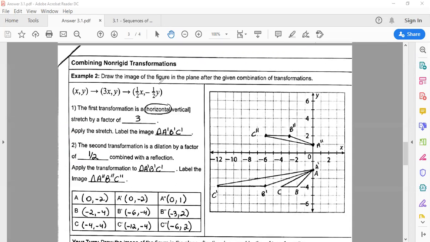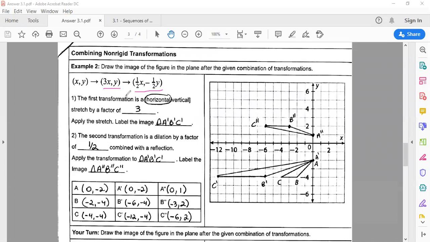Example 2, draw the image of the figure in the plane after the given combination of transformations. So the first thing we're going to do is transform it horizontally, with a scale factor of 3. So we start with A here, right? Notice that I build my little table here, okay? A, B, C, I labeled the coordinates, and then I did my transformation, and I used the A prime, B prime, C prime notation, because that was my first transformation.